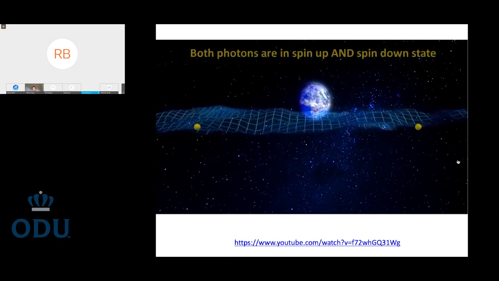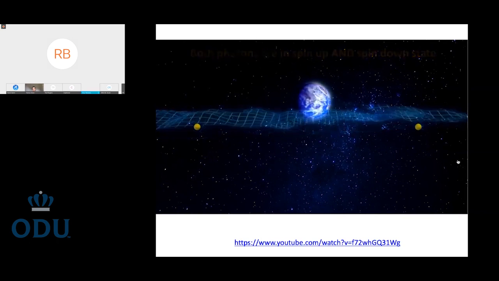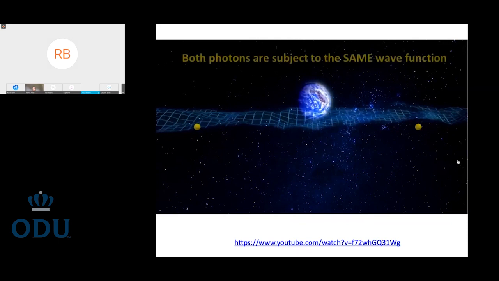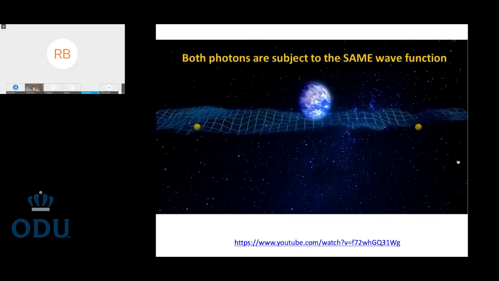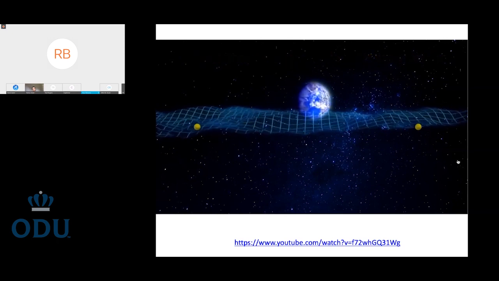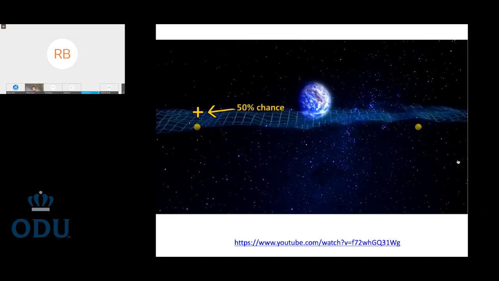It is not up or down, it is both up and down. However, the wave function of these photons is not independent. They're really the same wave function governing both photons. Now, if we measure the spin of one of them, we have a 50% chance of detecting a spin up. Let's say we do detect spin up.